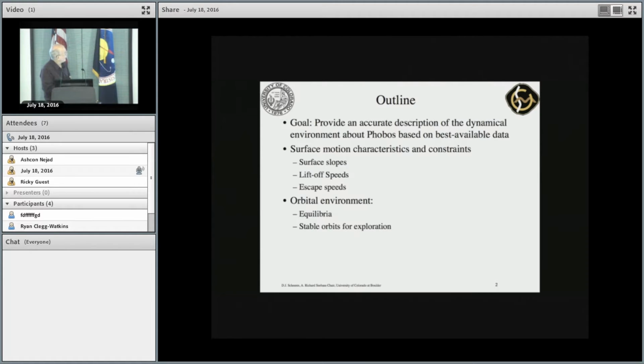So first of all, we're interested in how do you move across the surface of a body like this? And you need to describe the environment on the surface, such as traditional things like surface slopes. But there are also some other interesting limits, speed limits, if you will, about how you can move from point to point across a body in this somewhat exotic dynamical state. And we also looked a bit at orbits around the body, with a specific focus on finding which sorts of orbits could be stable and useful from an exploration point of view. So that's sort of what I'll cover here.